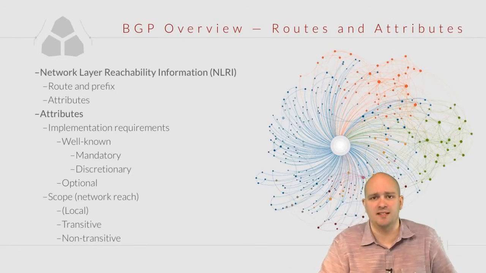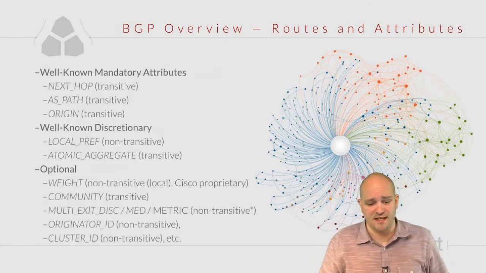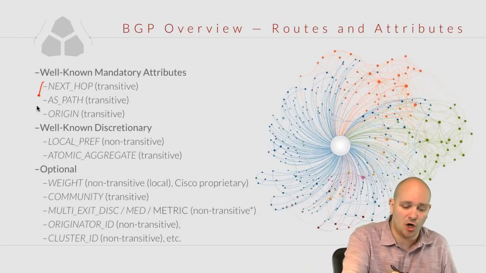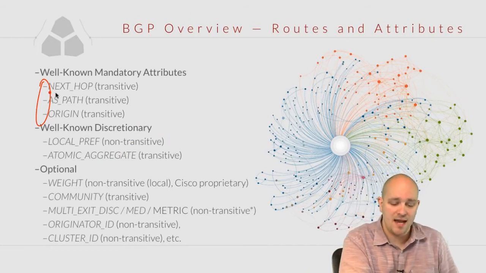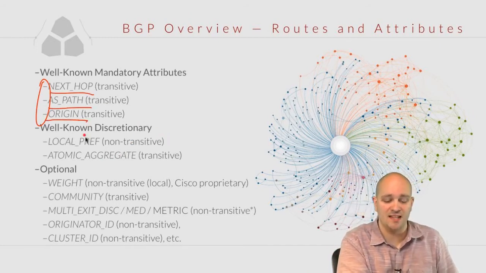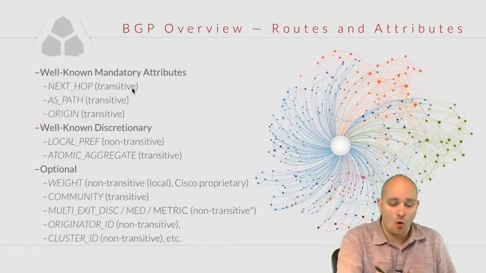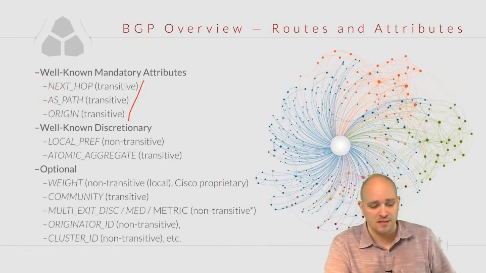So what are some of these attributes? Keep in mind, I'm going to go into great detail about every single one of them. Now I'm just going to give you a quick overview. When it comes to the well-known mandatory attributes, there are 3 of them, and this is something that you absolutely have to know. Next hop, AS path, and the origin attribute are the mandatory attributes. All 3 of them, as you can see, are transitive attributes.